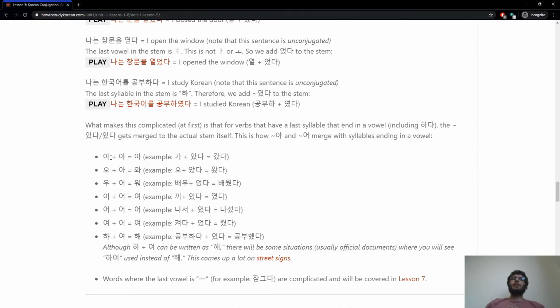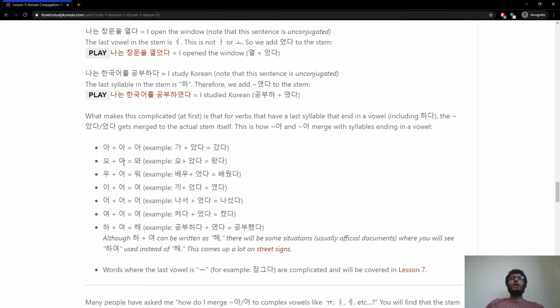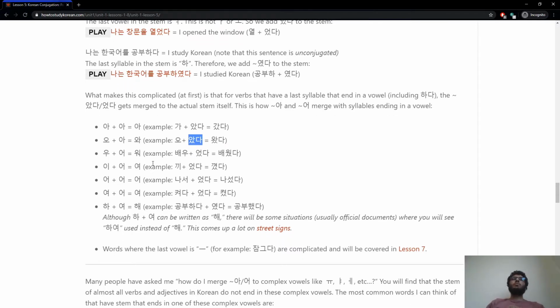They get merged. So for example, 가다, right? We take the stem, we get ga, and then we add atta to it. But then it would just be ga atta. They're both a, right? So they both end in a, so you can just combine those two a's, so it becomes gatta. Oda, if you take the stem of oda, which means to come, and you add atta to it, it becomes watta. You kind of just stick them next to each other. O and a together becomes wa. So watta. U and o becomes wo. So like 배우다. When you add otta to it, it becomes 배웠다.